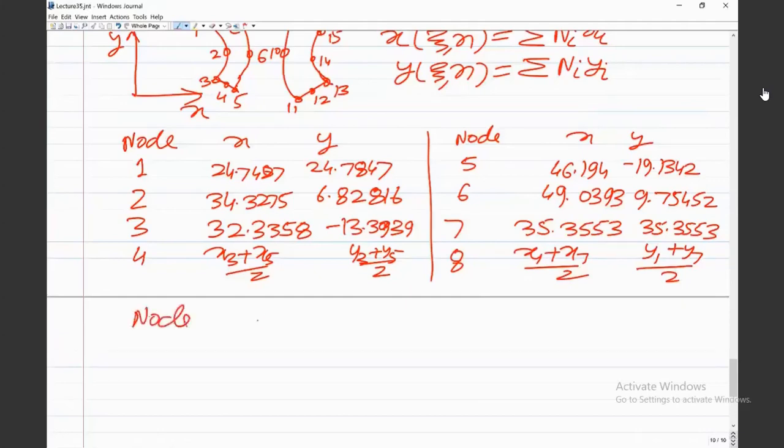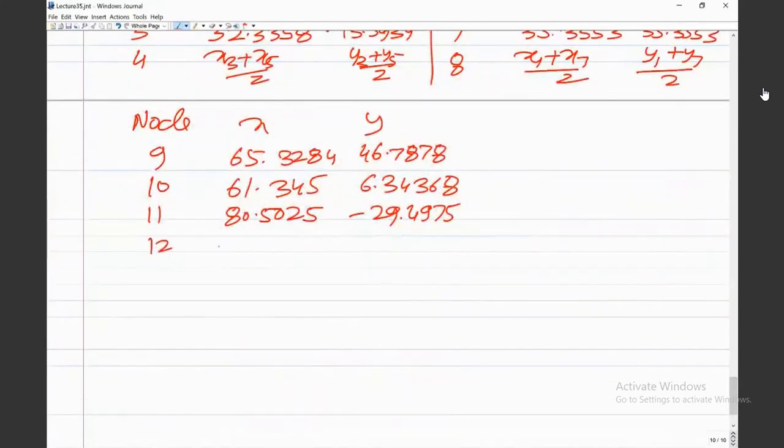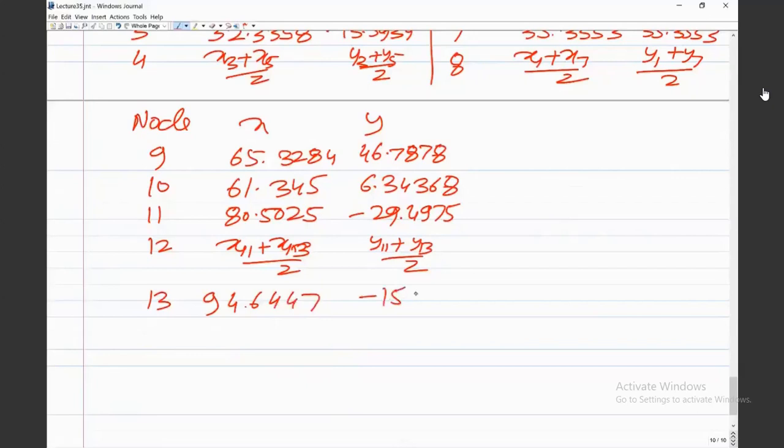Same way we look at the target body. So node x and y, the coordinates are node number 9, 65.3284 and 46.7878. Node number 10, the coordinates are 61.345 and 6.34368, and 11 are 80.5025 and minus 29.4975. Then coordinates of 12 are mean of 11 and 13, y11 plus y13 by 2, and coordinates of 13 are 94.647 and minus 15.3553.